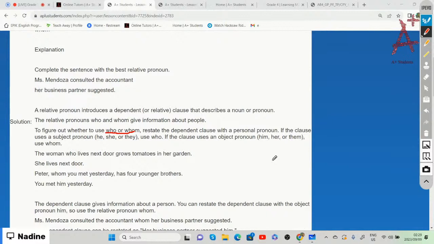The woman who lives next door grows tomatoes in her garden. And we say that who refers to people. It gives us information about people. The lady who lives next door. What does she do? She grows tomatoes in her garden. This is information that we are getting about the woman, and the information that we're getting about her is the fact that she lives next door.